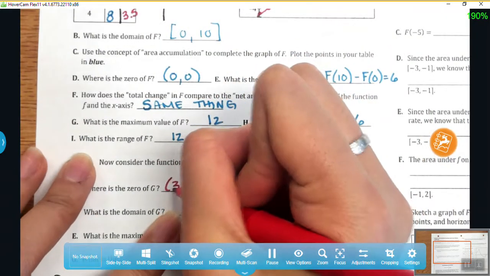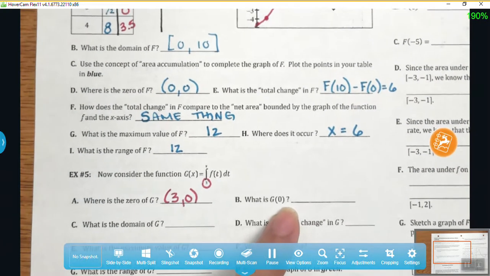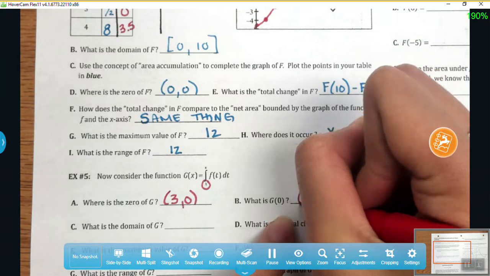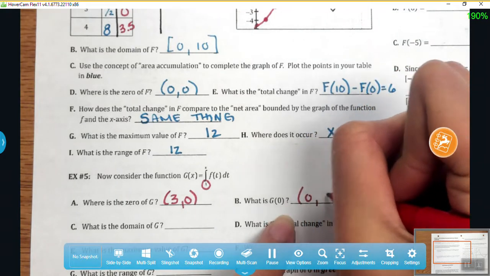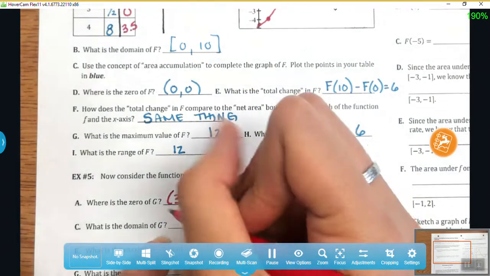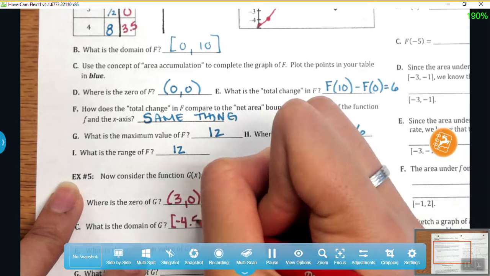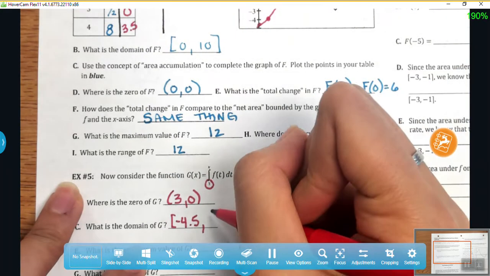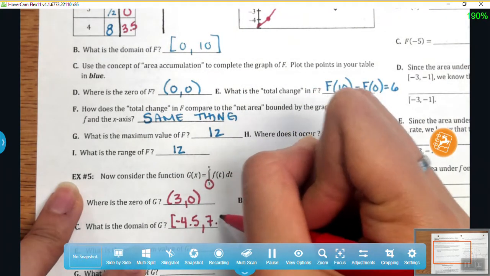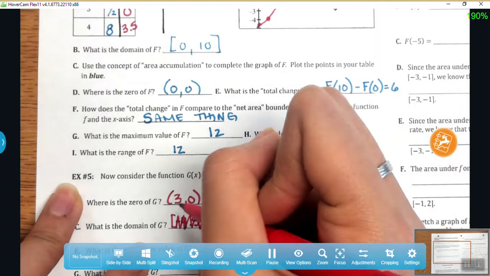So what is the 0 of g? It's at (3, 0). What is g of 0? Yeah, (0, -4.5). The domain is from negative 4.5 to 7.5. No. Oh my God, I'm doing range. The domain is 0 to 10 still.